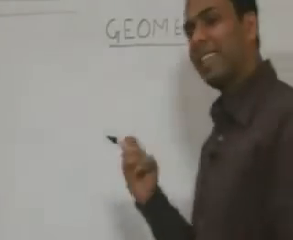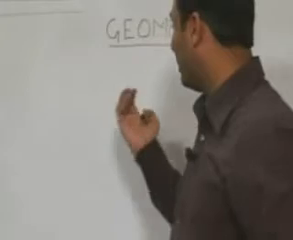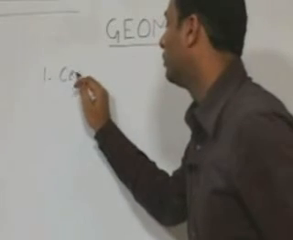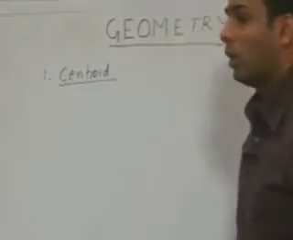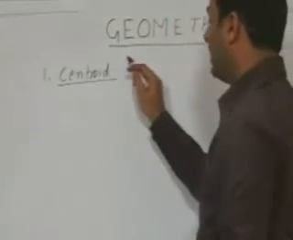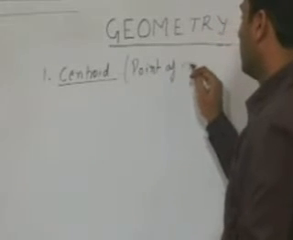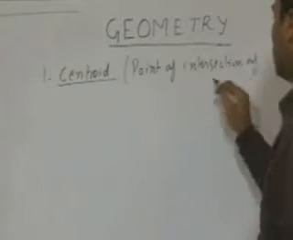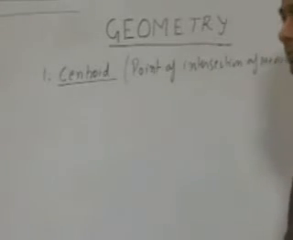We'll discuss the different centers, or the points inside the triangle. Okay. So the first thing, the different centers, the first thing is the centroid. Now remember that the centroid is basically the point of intersection of medians. It is the point of intersection of medians.